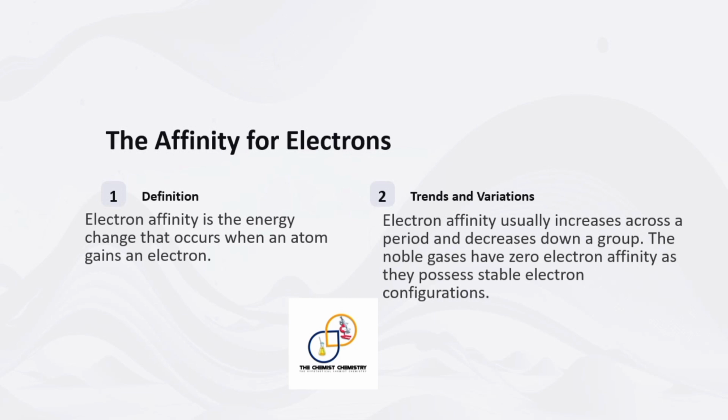Electron affinity increases across a period and decreases down a group. The noble gases have zero electron affinity. Take note of that. They have zero electron affinity as they possess a stable electron configuration. We've learned that the noble gases, the group 18 elements, have a fully filled octet, and as a result there is no empty orbital to accommodate an electron. So they don't have affinity for electrons because there is no space for an electron to occupy. They have zero electron affinity. Let's take note of that also.